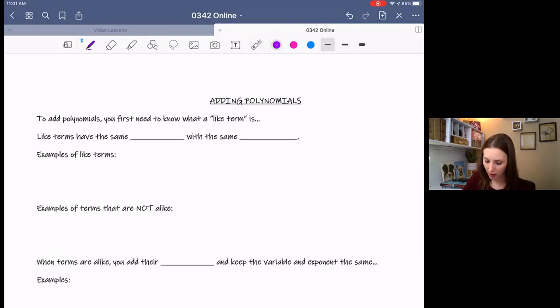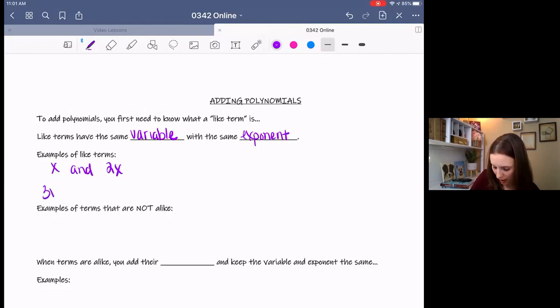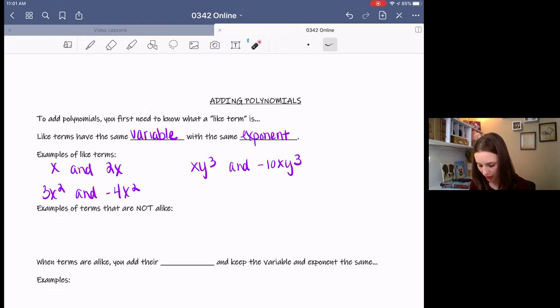So like terms have the same variable and the same exponent. Some examples of that are x and 2x, 3x squared and negative 4x squared, xy to the third, and negative 10xy to the third. So I'm just kind of making up what is called coefficients. The coefficients do matter when we add, but as far as determining whether something is alike or not, you're focusing on the variable and the exponent, okay?